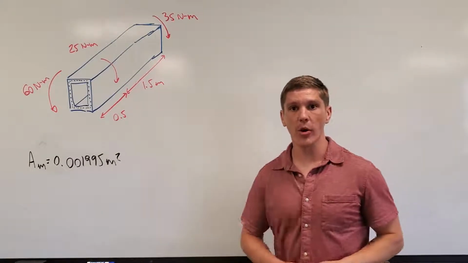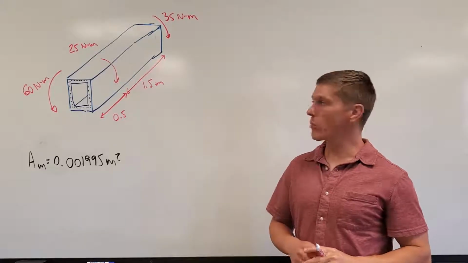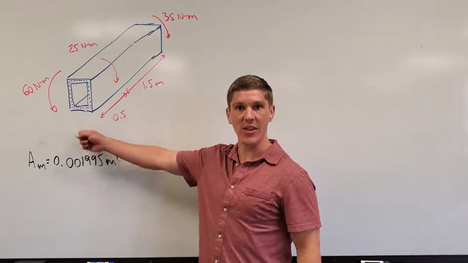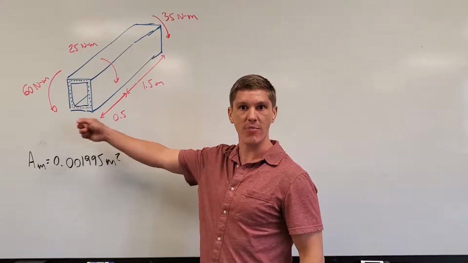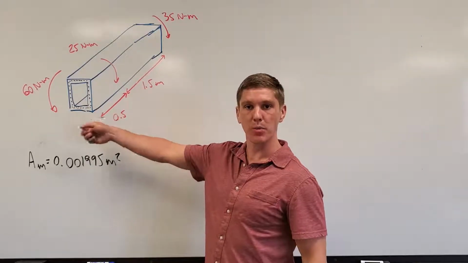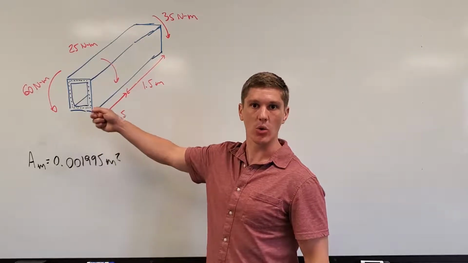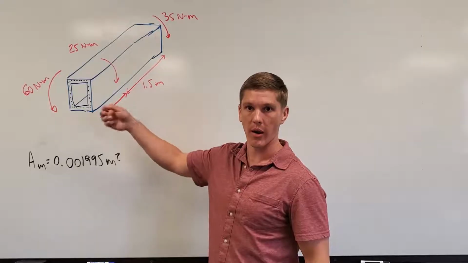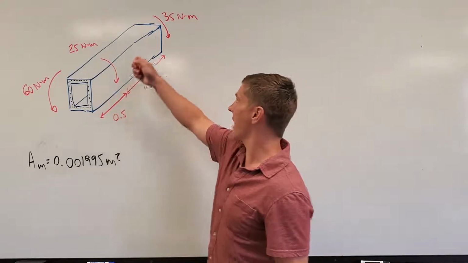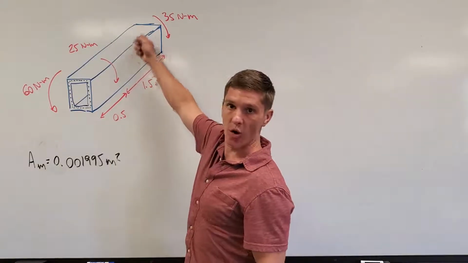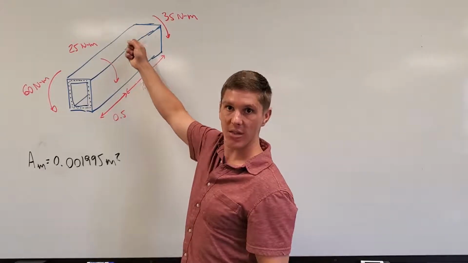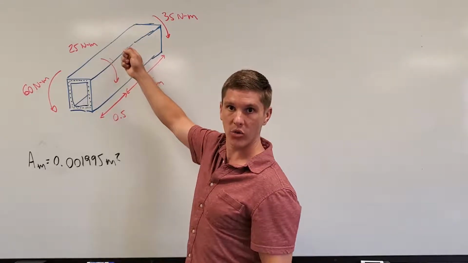For the second part of the problem, we are asked to find the rotation of the free end at point C from the diagram. So we need to split this up into two sections in order to figure out exactly what's going on. We already solved for our cut back at A and B, that 35 Newton meter internal torque.